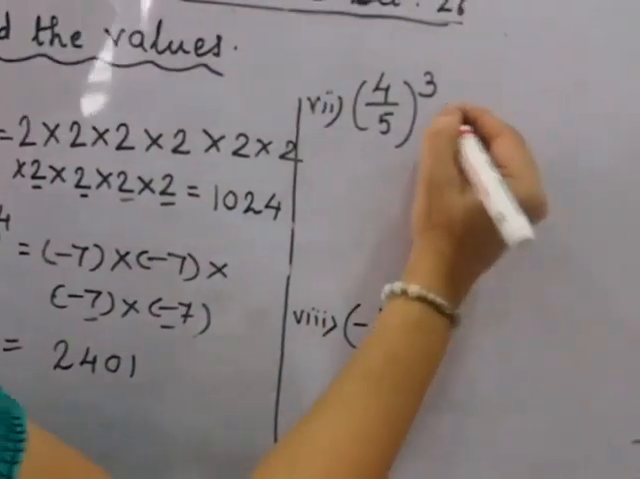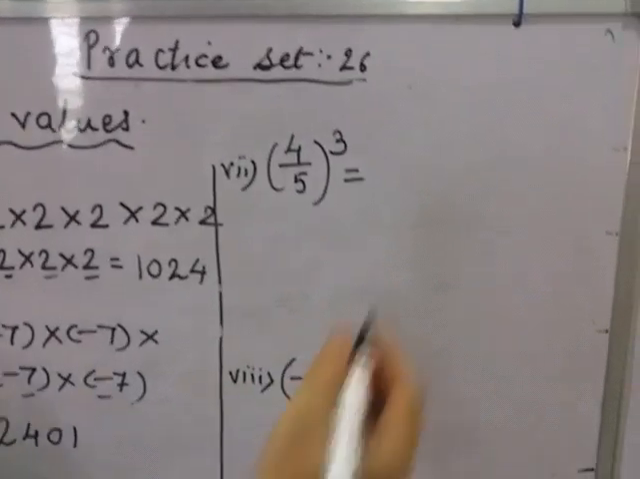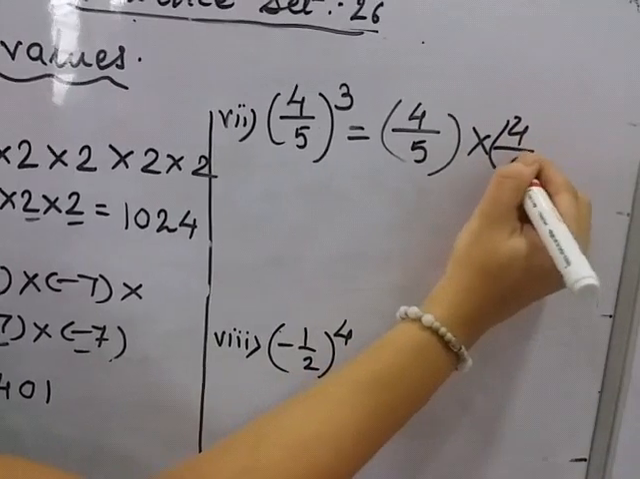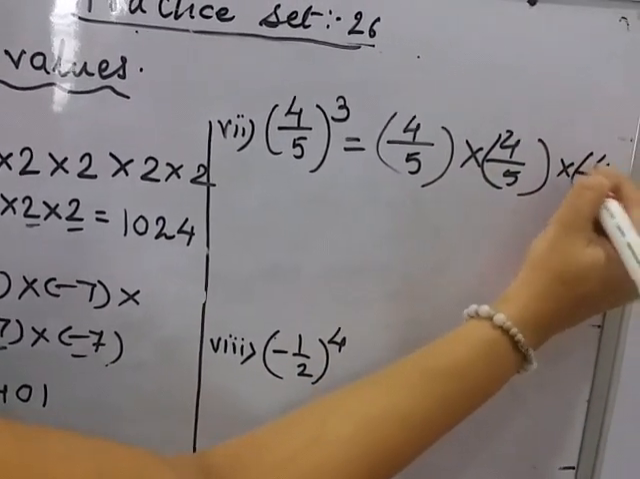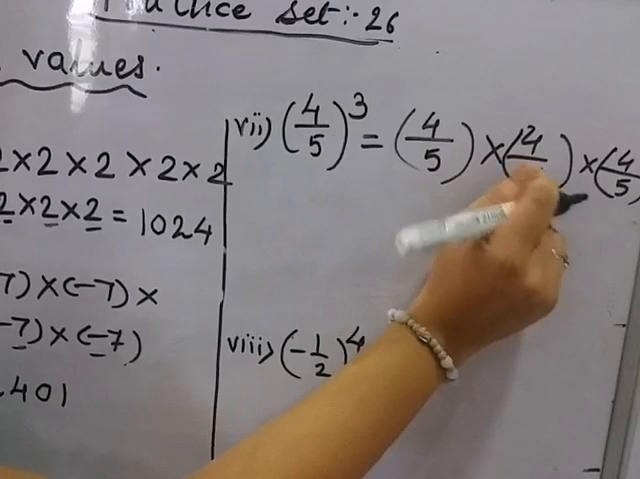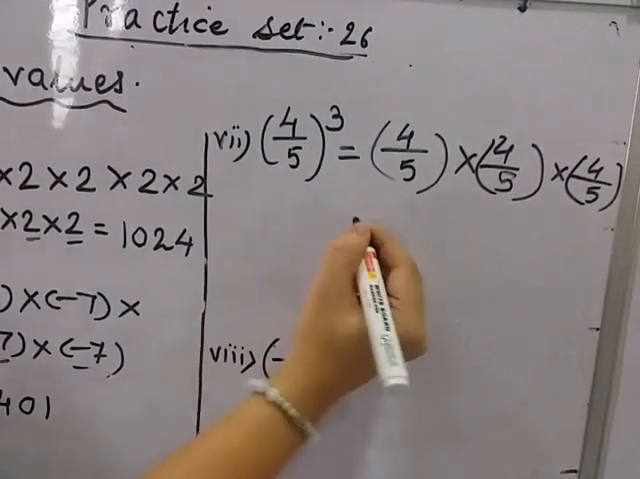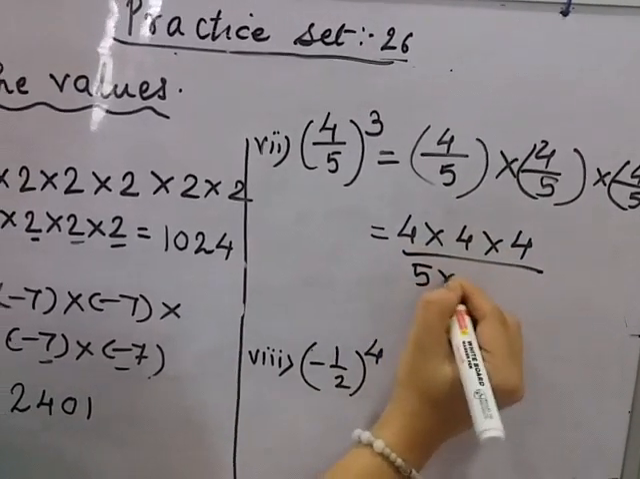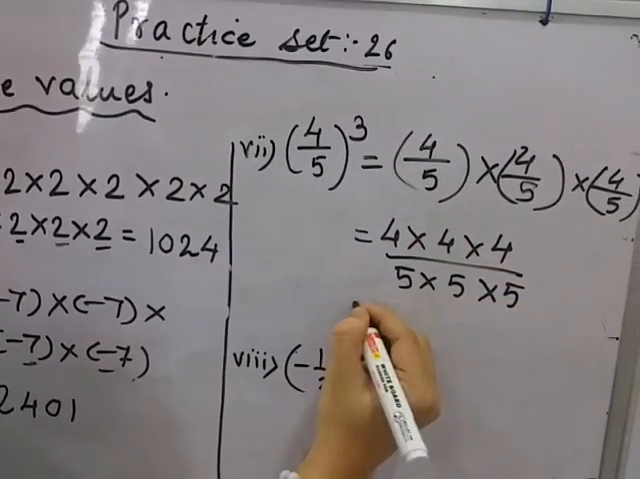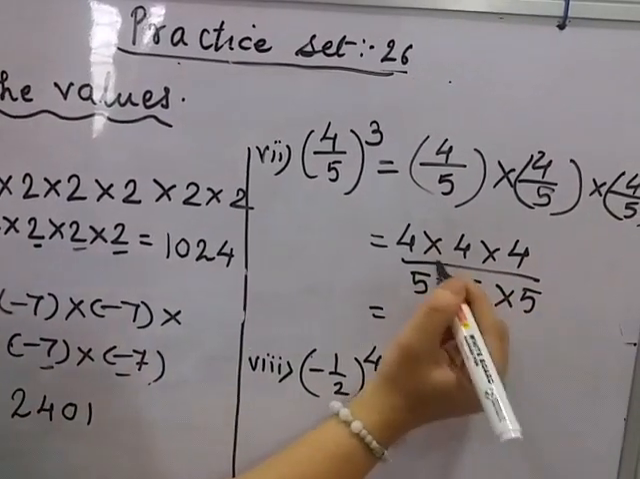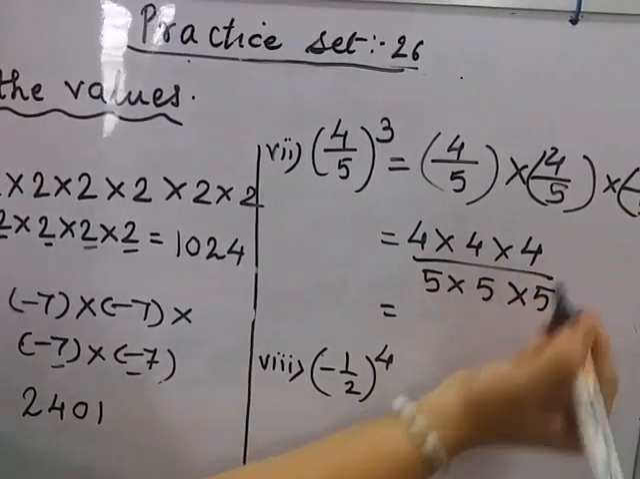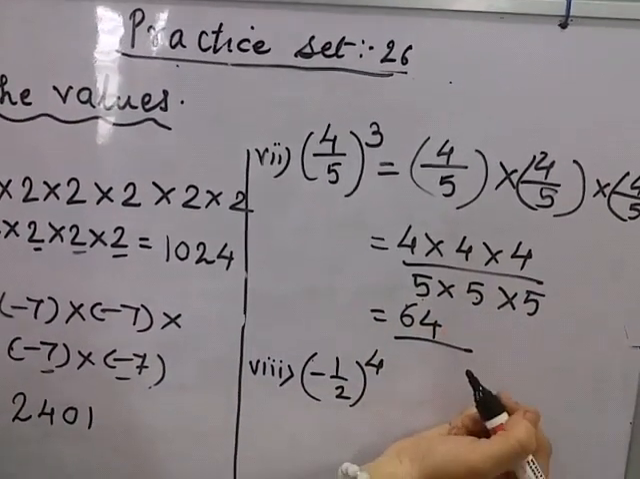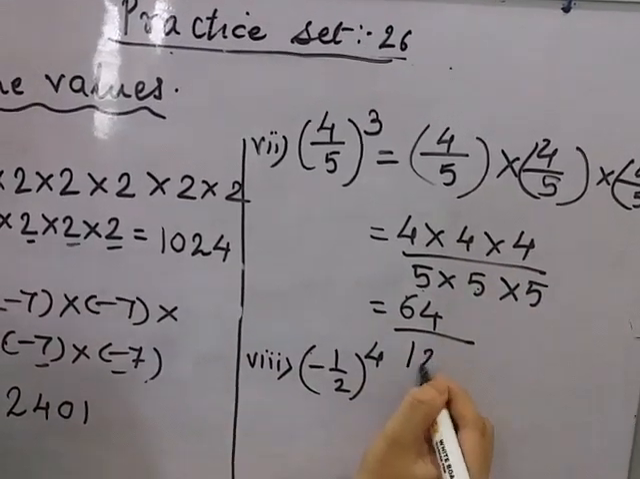Now let's take the third one, 4 upon 5 cube. So you have to write down 4 upon 5 for 3 times. Okay, so multiply the numerators together and then multiply the denominators together. So let's find the answer now. Let's multiply. 4 fours are 16. 16 fours are 64. Right. And next, here 5 fives are 25. 25 fives are 125.